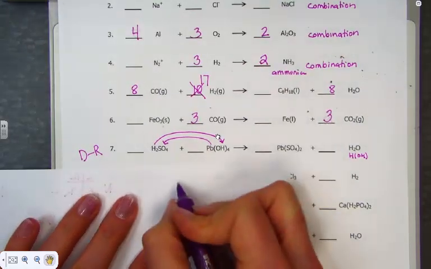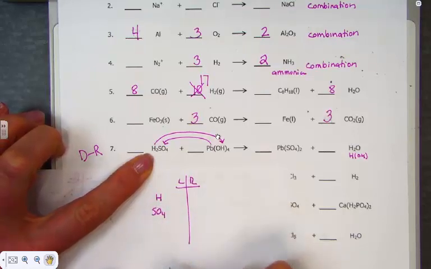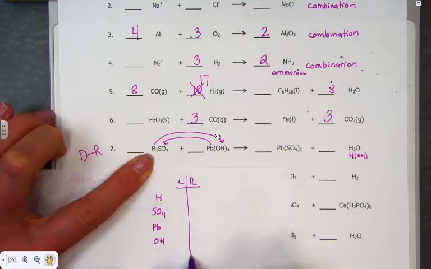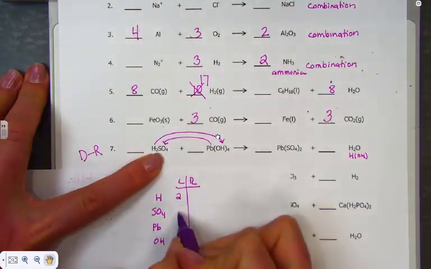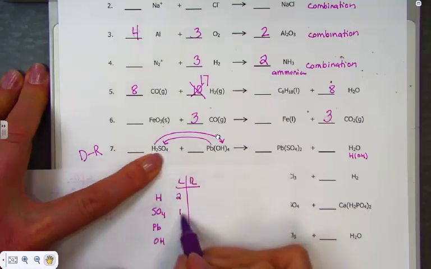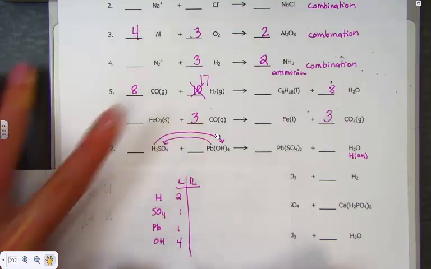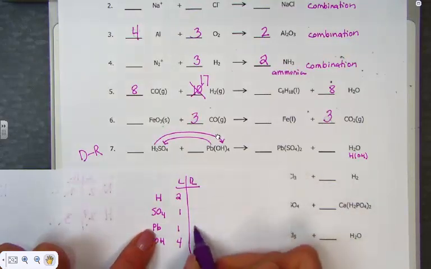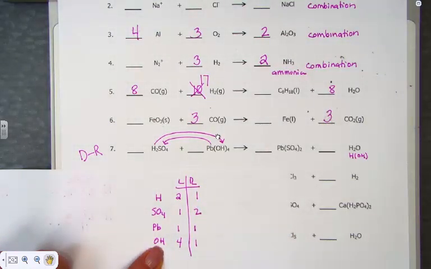And here's why. When I tally now, left and right, I'm going to count H's. I'm going to count the polyatomic sulfate as 1 unit. I'll count lead, and I'm going to count the polyatomic ion hydroxide as 1 unit. On the left, there's 2 H's and 1 polyatomic group of SO4, 1 group of SO4 sulfate, 1 lead, 4 hydroxides. Right side, 1 lead, 2 sulfates, 1 hydrogen, 1 hydroxide. HOH for the water.